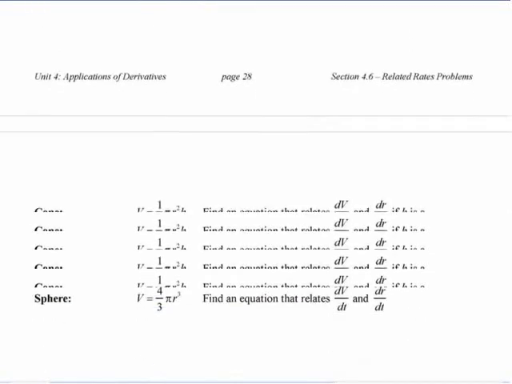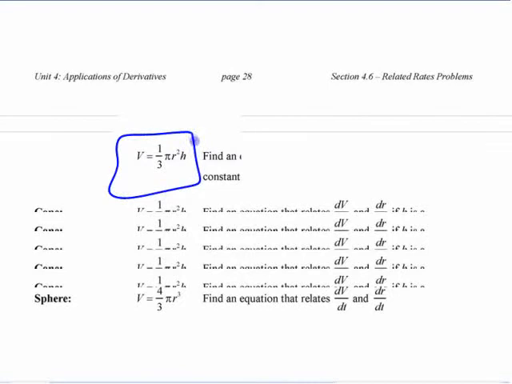Not necessarily the hard part, right? If you're given a formula, I assume at this point there are two things you have to be able to do. You have to be able to take a formula that involves a couple of variables and write a related rates formula. And it makes a difference whether something's a constant or not.